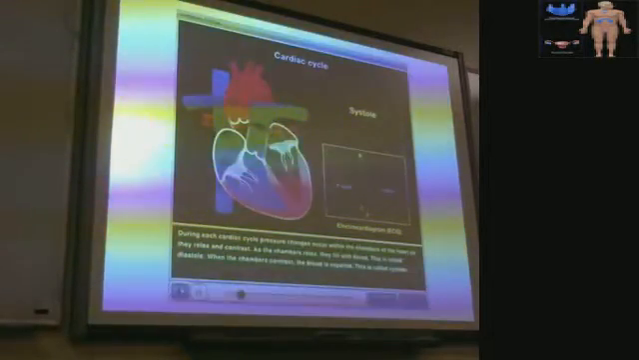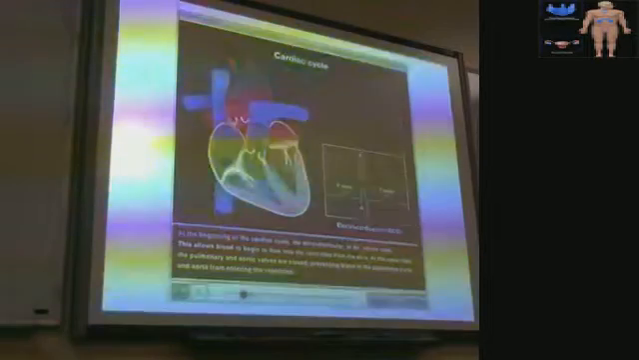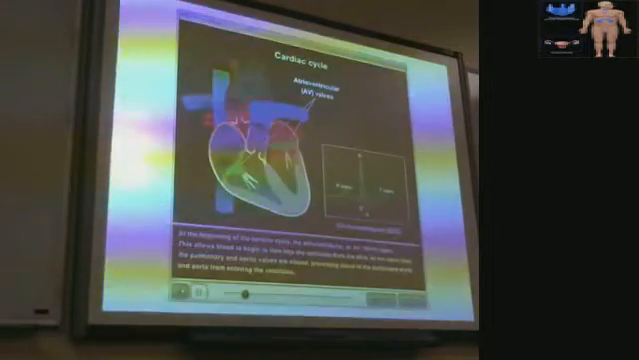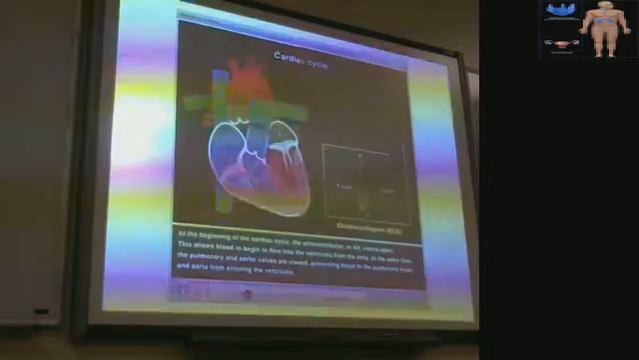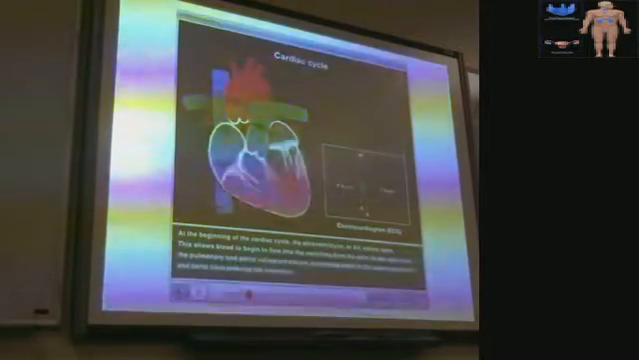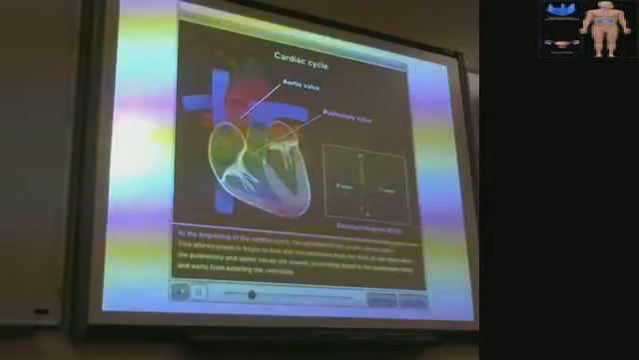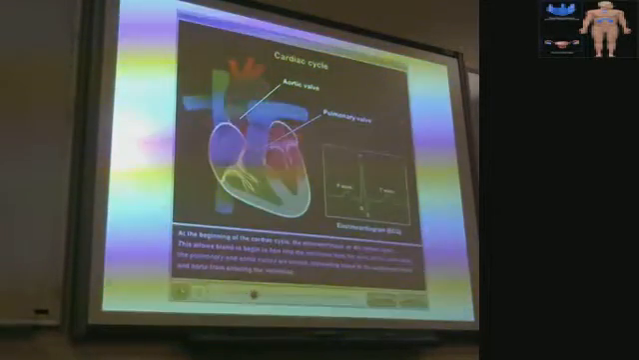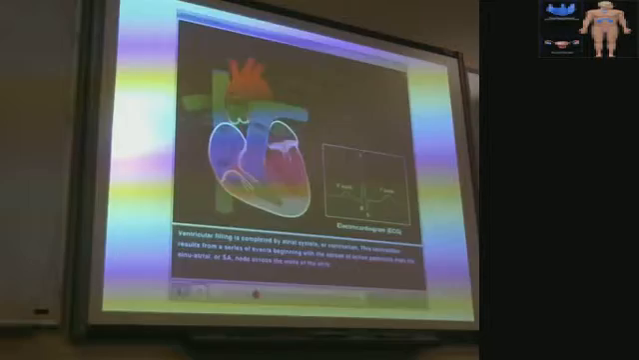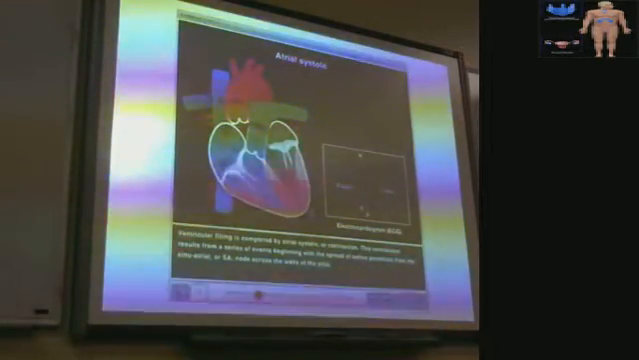This is called systole. At the beginning of the cardiac cycle, the atrioventricular, or AV valves, open. This allows blood to begin to flow into the ventricles from the atria. At the same time, the pulmonary and aortic valves are closed, preventing blood in the pulmonary trunk and aorta from entering the ventricles. Ventricular filling is completed by atrial systole, or contraction.